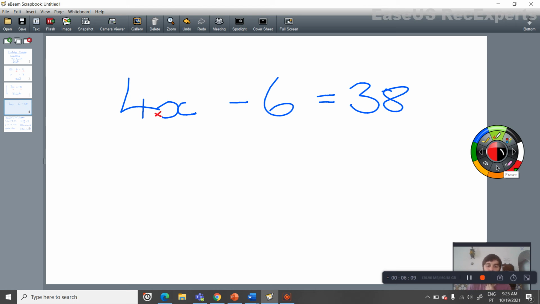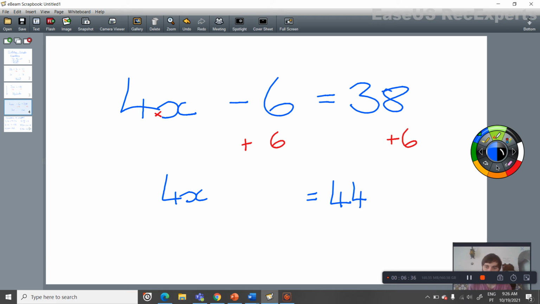So the thing we did last was actually take away 6. So now that's the thing we're going to do first, because we're doing the opposite. So the first thing we do is add 6, just like before, because we want to get rid of that minus 6. And to keep it even, we do it to both sides. So this just gives us just 4x here. This 6 disappears. And we get 44 here.